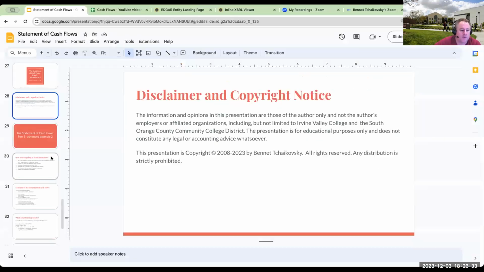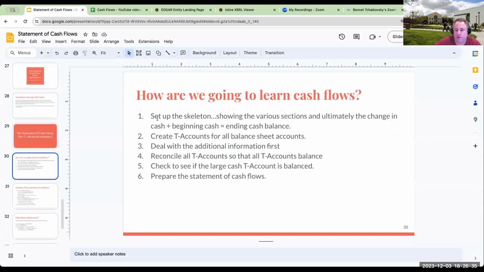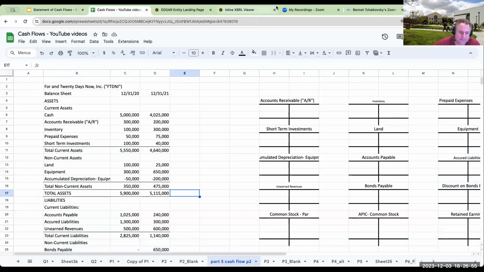Okay. So let's go through how we are going to learn cash flows. This is part 5. We've been doing the same thing each time, but again, I really want to encourage you to watch the other videos, watch them on 2x speed, watch them slower, whatever you want to do. There's a whole methodology to going through and doing these. So let's go ahead and look at our next example.